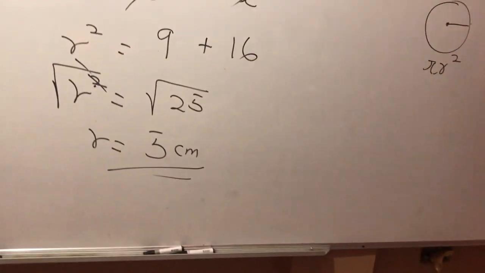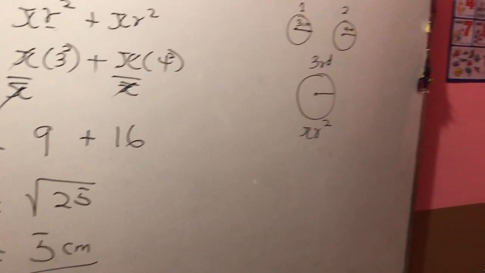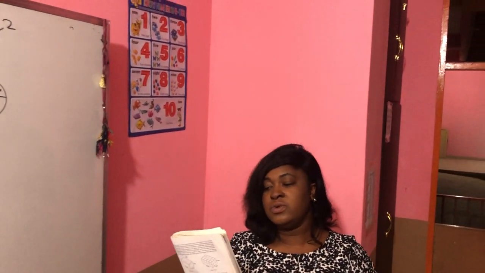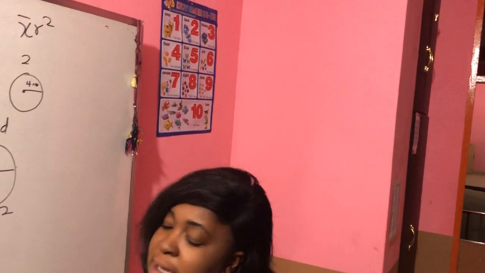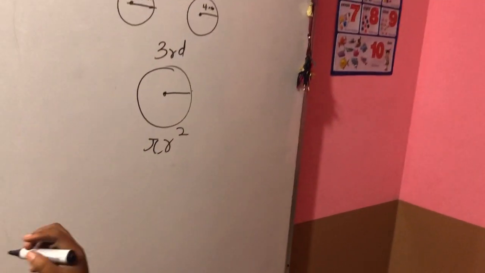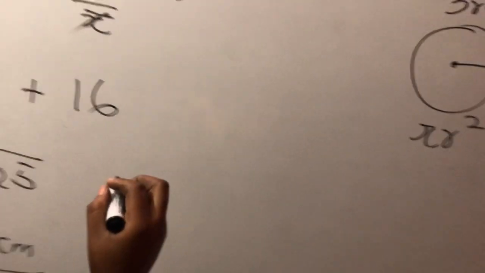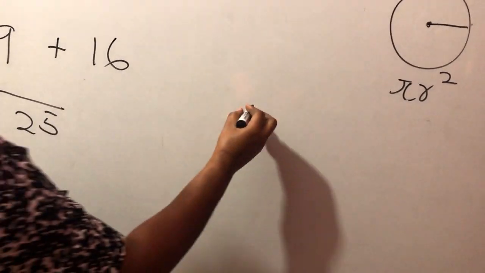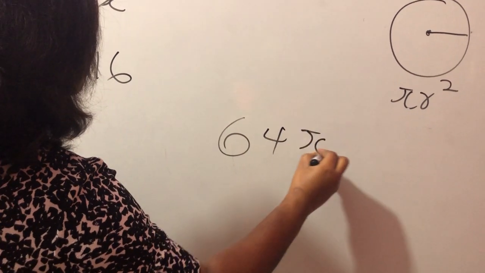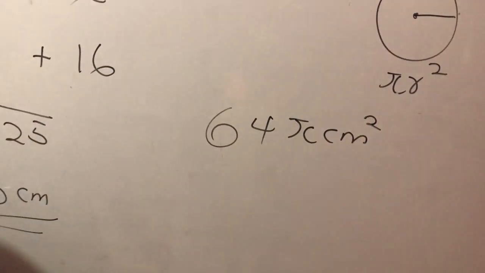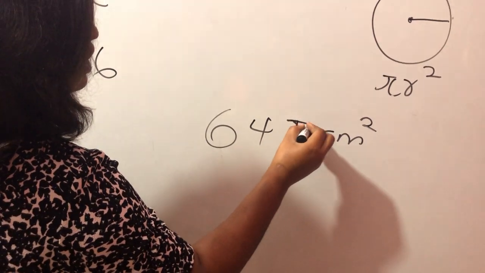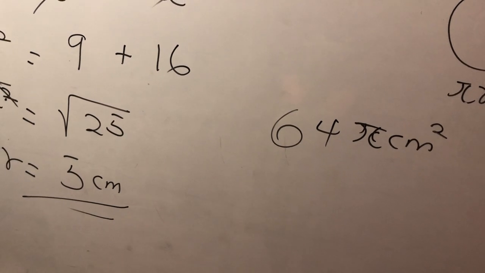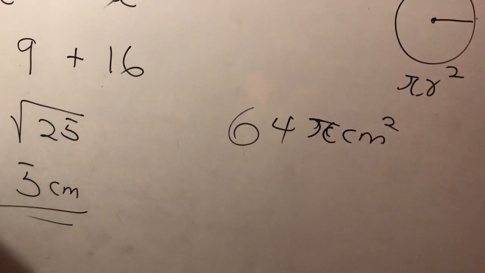Okay, now the second question, quickly. Find the radius of the circle, so write it down. Find the radius of the circle whose area is 64 pi centimeters squared. This is so easy. 64 pi centimeters squared. Find the radius of the circle whose area is what?